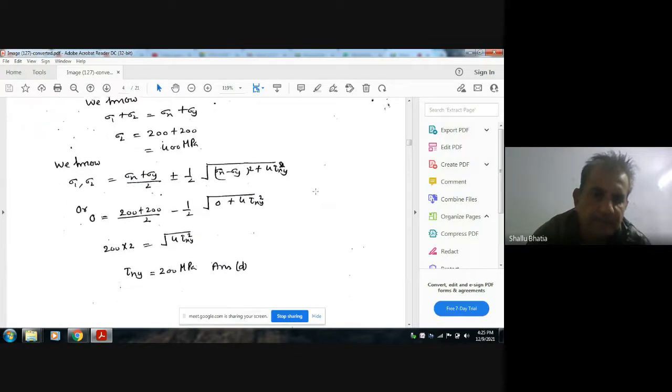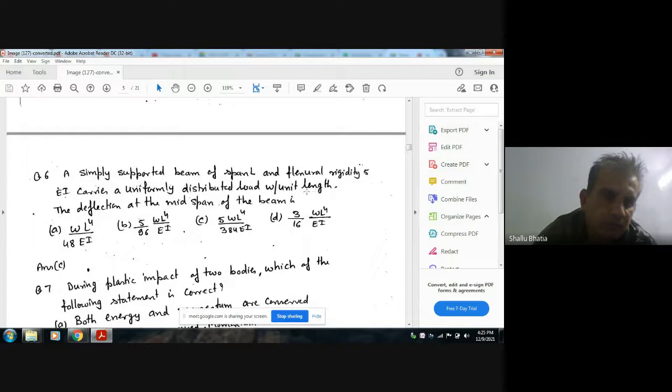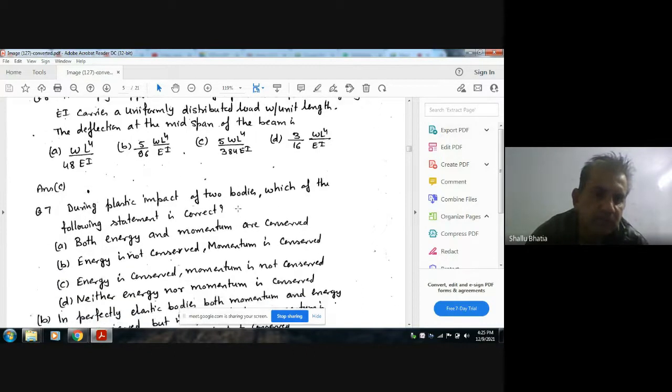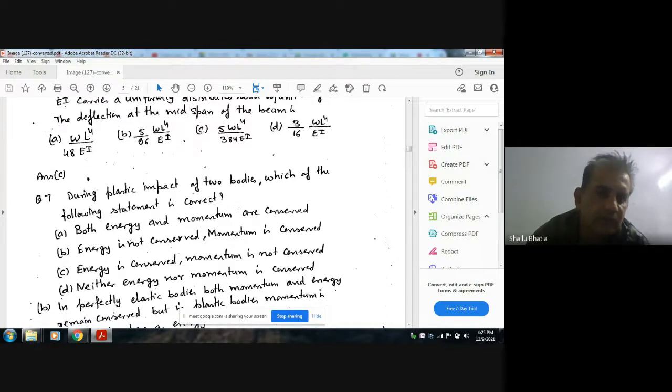Next, a simply supported beam of span L and flexural rigidity EI carries a uniformly distributed load w per unit length. The deflection at the midspan of the beam is: option A wL^4 by 48 EI, option B 5 by 96 wL^4 by EI, option C 5 by 384 wL^4 by EI, option D 3 by 16 wL^4 by EI. So this is a straightforward formula. So the answer is C.